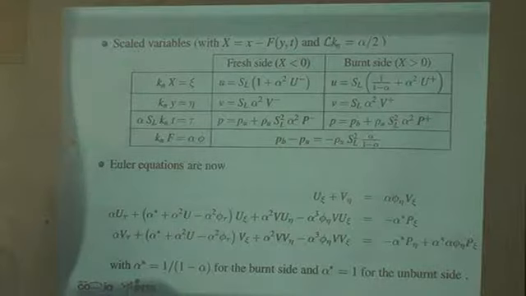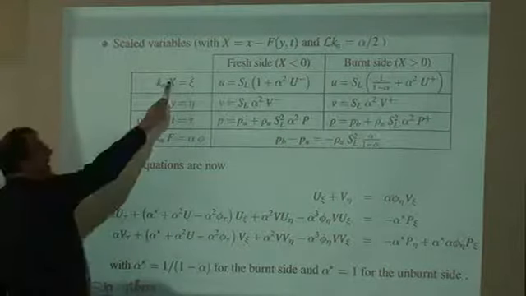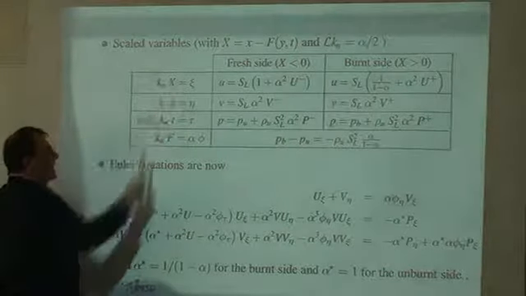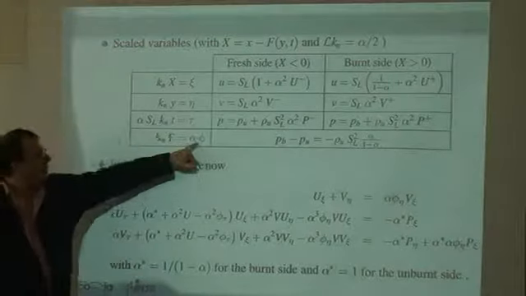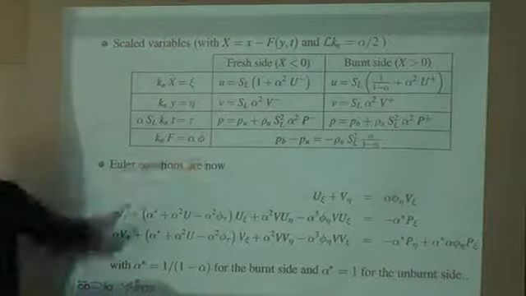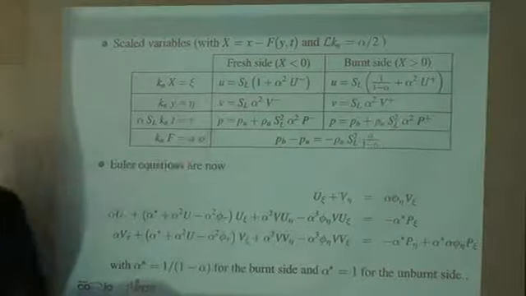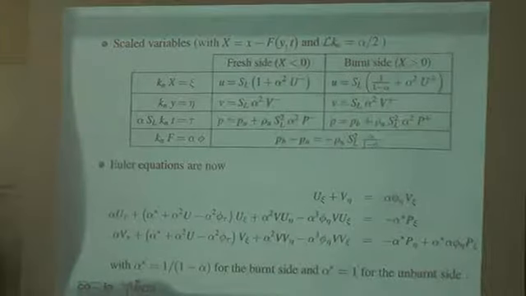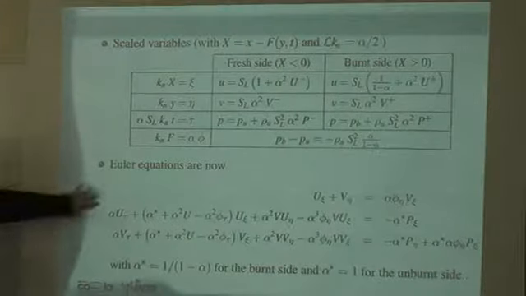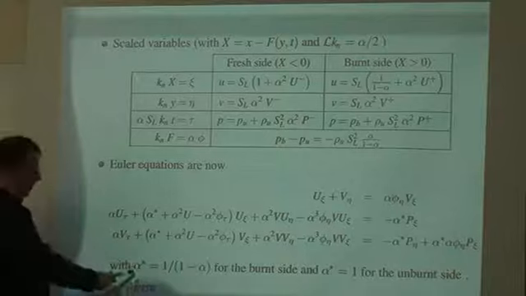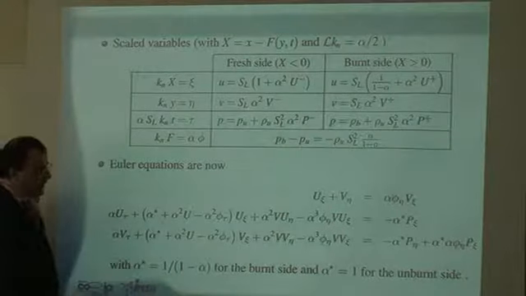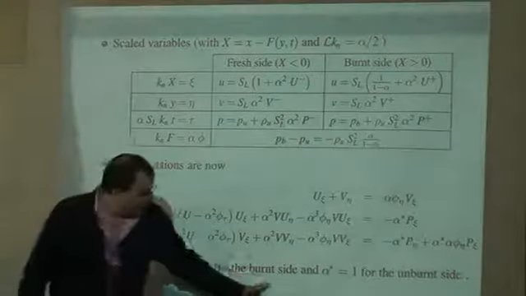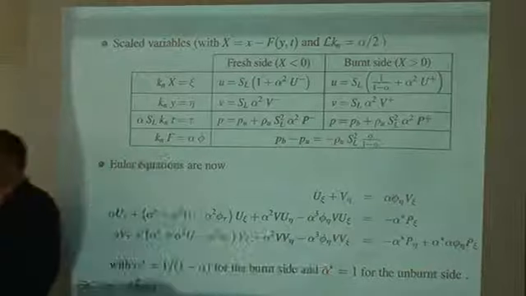Okay? So we change capital X and Y with C and theta, time tau, and the front deformation as phi. Okay, we can mix everything and we write the Euler equation this way. And they are the same form, except for the value of alpha star. We change our expression from the burnt side and from the unburned side, the fresh side.